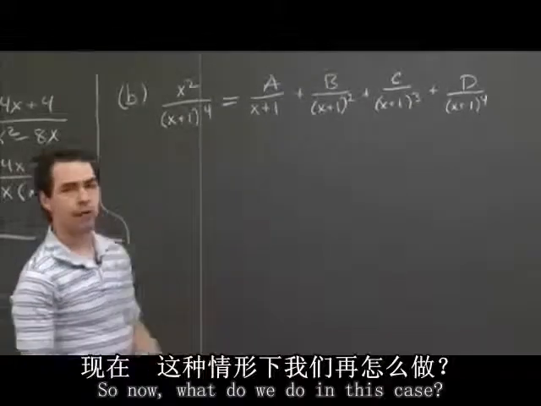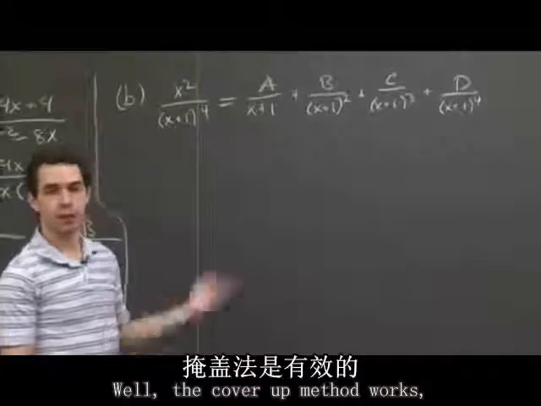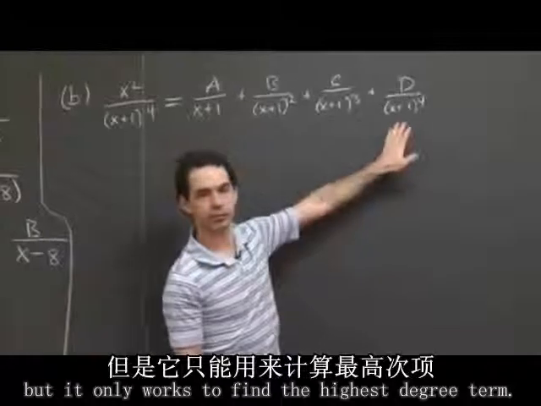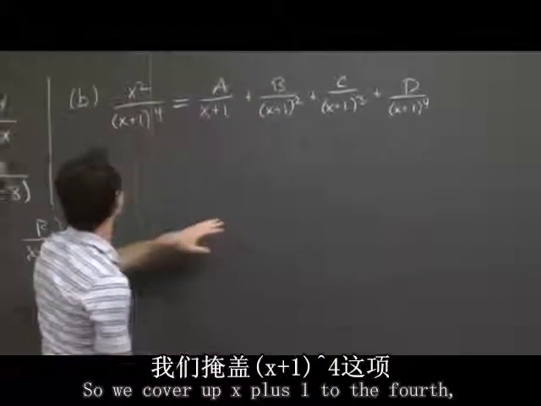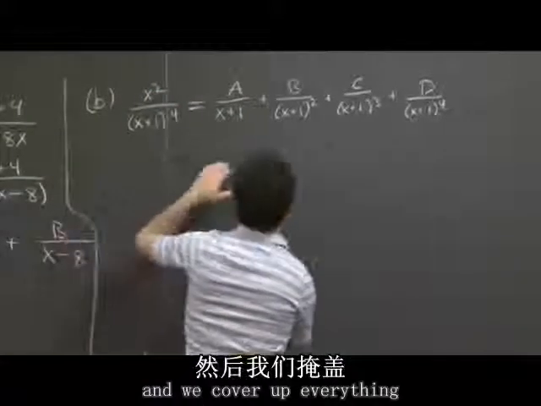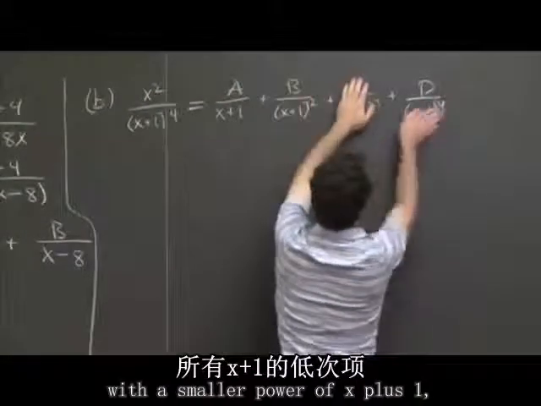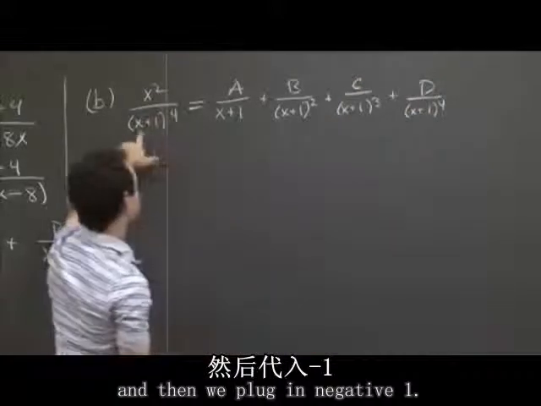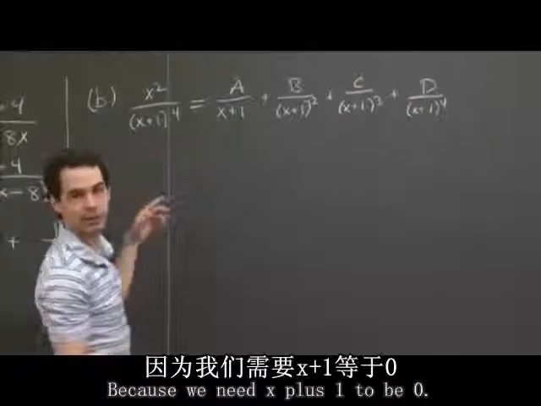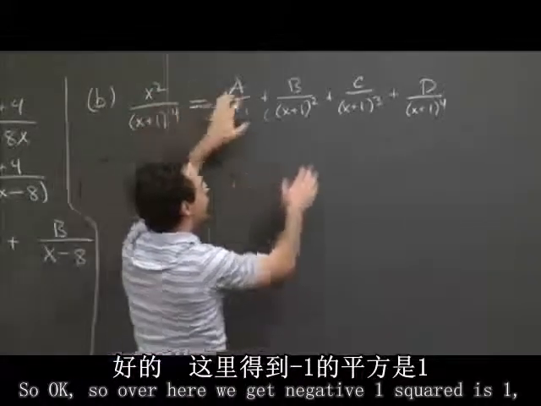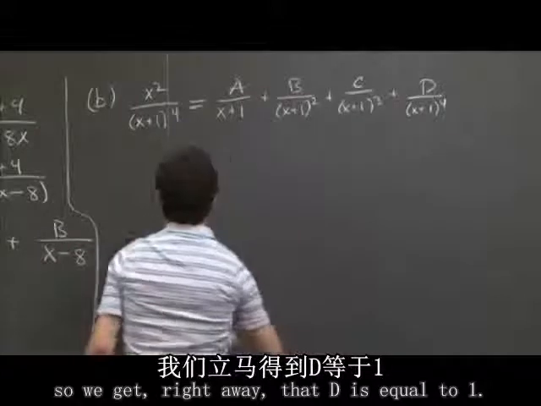Okay, so now what do we do in this case? Well, the cover-up method works, but it only works to find the highest degree term, right? So we cover up x plus 1 to the 4th, and we cover up everything with a smaller power of x plus 1, and then we plug in negative 1, right? Because we need x plus 1 to be 0. So over here we get negative 1 squared is 1. So we get right away that D is equal to 1.